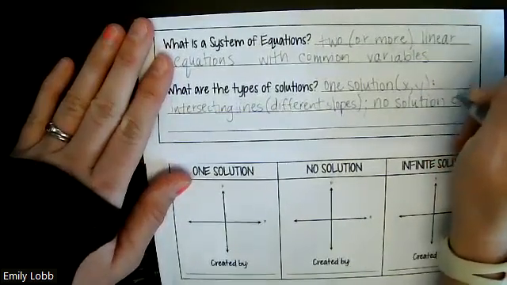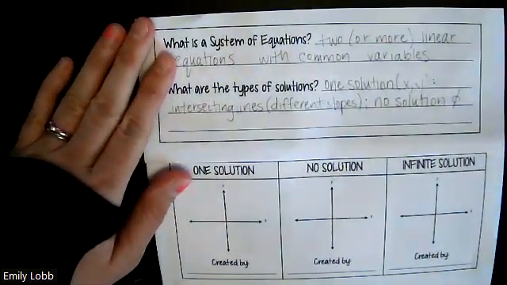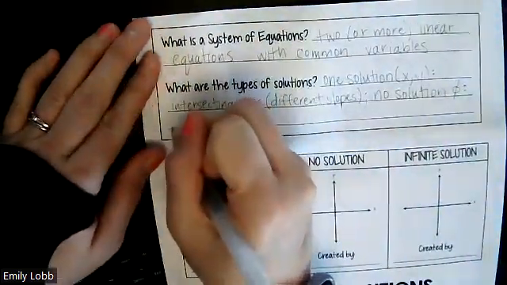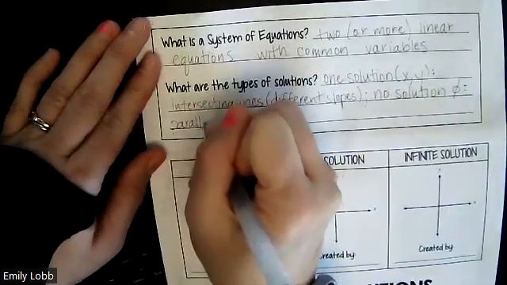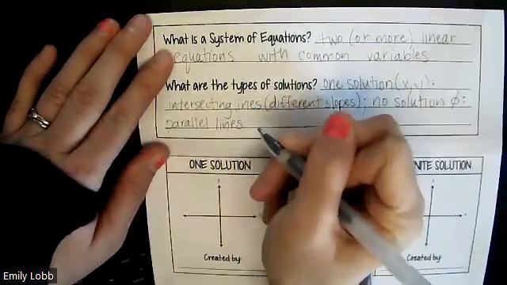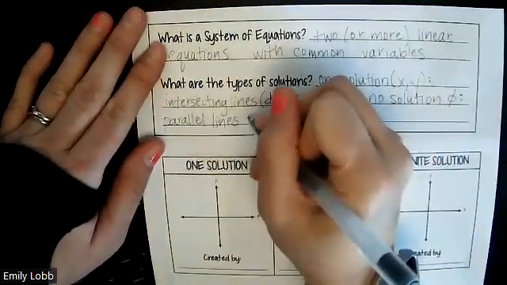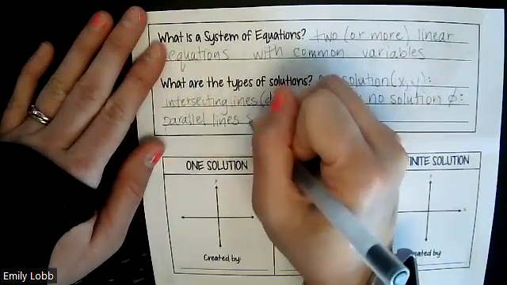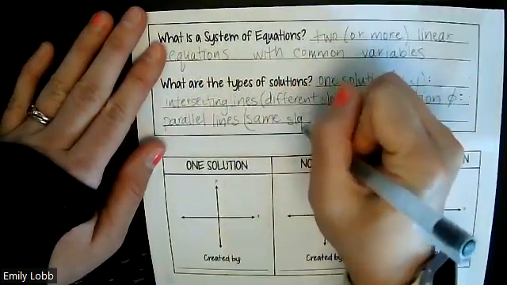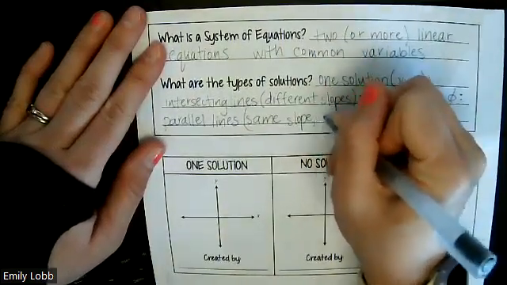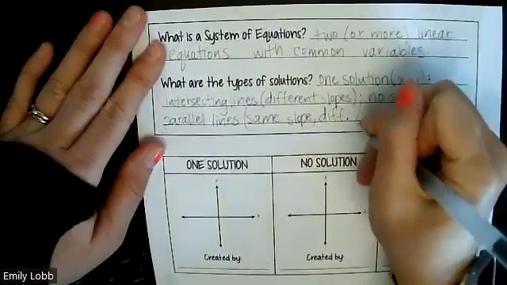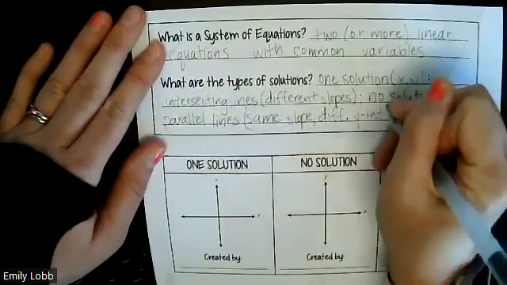So no solution, we show that with 0 with a line through it. And this is parallel lines. So we talked about how parallel lines have the same slopes, but different, I'm going to abbreviate different, y-intercepts, right?